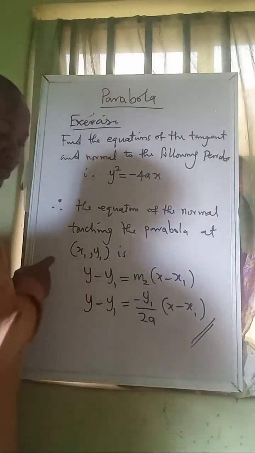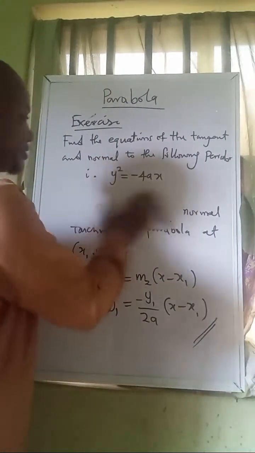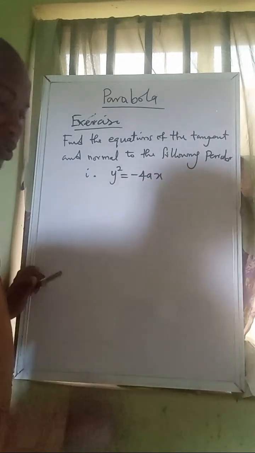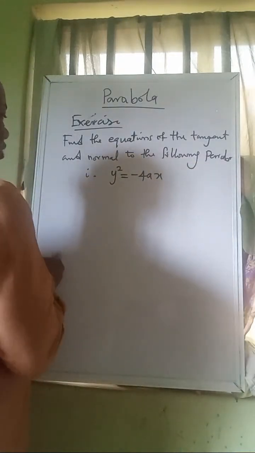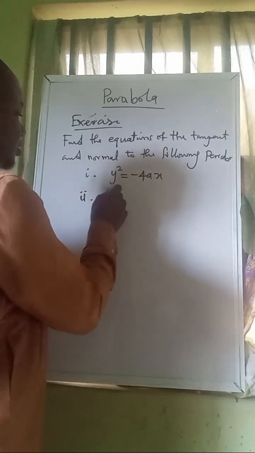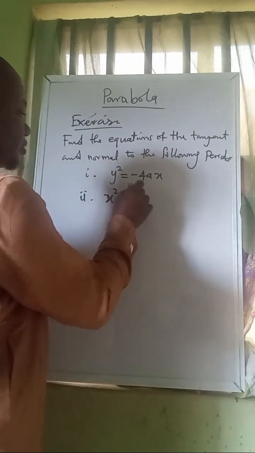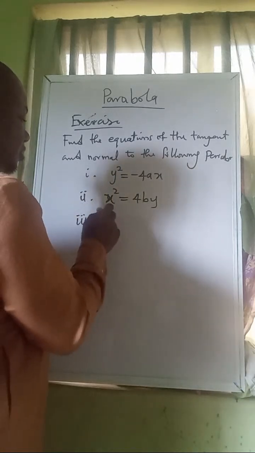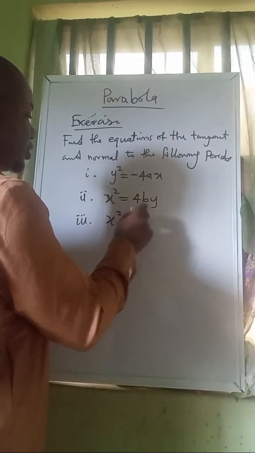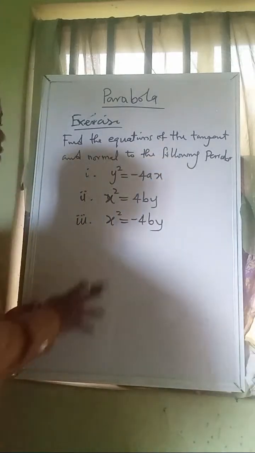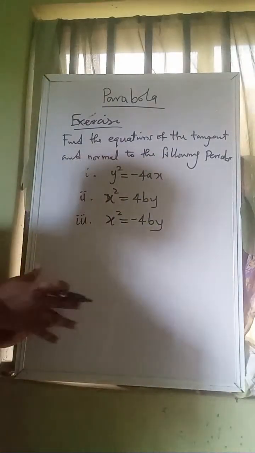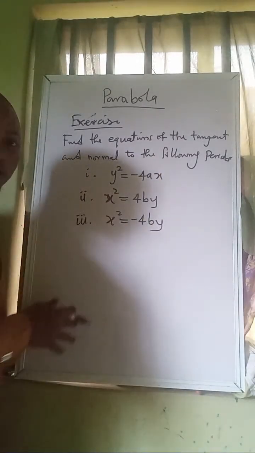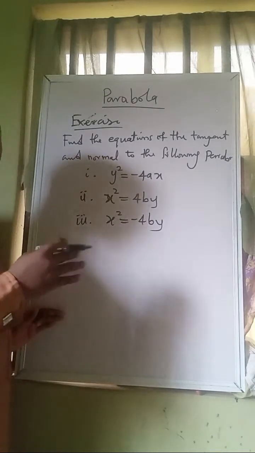If the parabola is this, and the second is if the parabola is x squared equal to 4by, and then the third, x squared equal to minus 4by. So find the equation of the tangent and normal to each of these parabolas. Okay, so let's take this as an exercise.